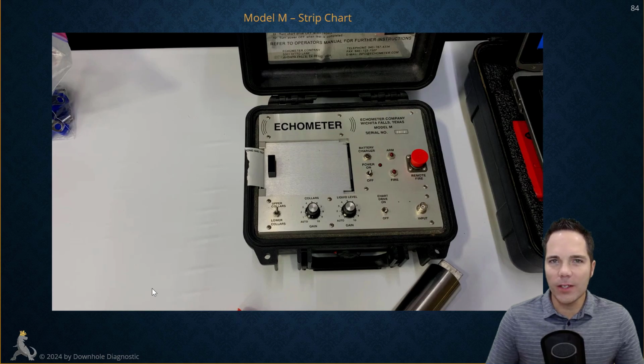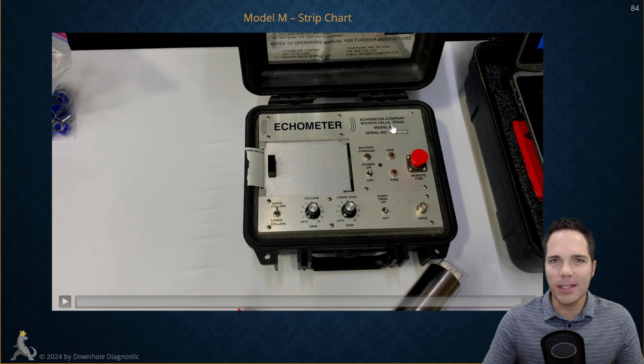So let's watch another video about the strip chart gun. And I think it's so important to understand this because the principles of what we're working with in the modern software, it all comes from this older technology right here.